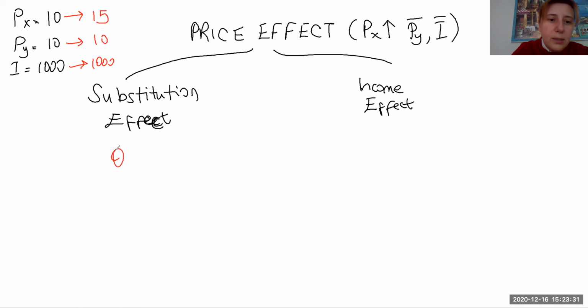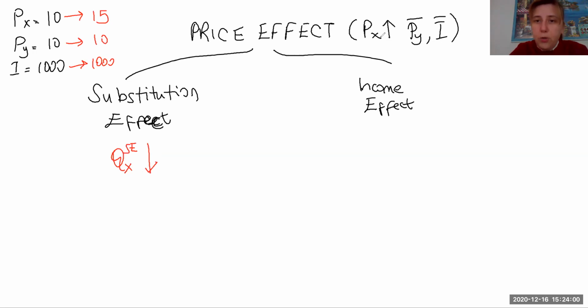So quantity demanded of good X because of the substitution effect decreases because X is getting more expensive, which means that Y is getting relatively cheaper. So the consumer prefers the cheaper one to the relatively more expensive one. That's why he wants to consume less of good X and more of good Y. That is the substitution effect.